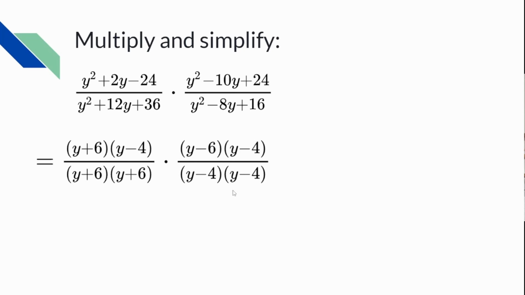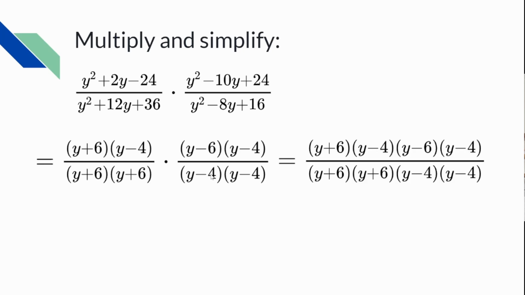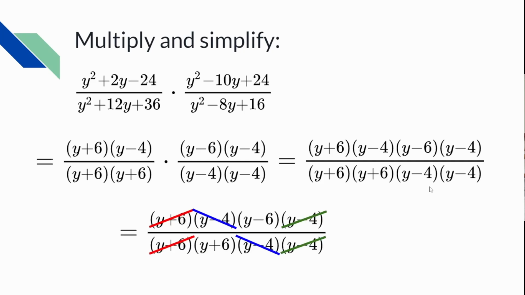All right, when we multiply these fractions together, we get one big fraction. And now we can start to cancel some things, right? The y plus 6 cancels with the y plus 6, and the y minus 4s go away, as well as the y minus 4s over here. Okay, so that leaves us with y minus 6 over y plus 6. All right, that's our final answer.